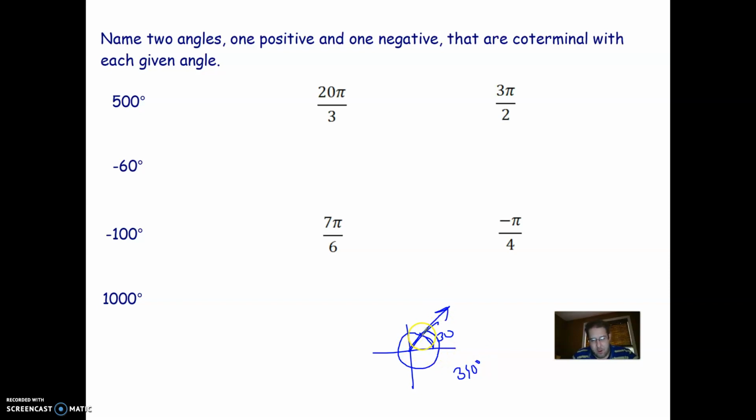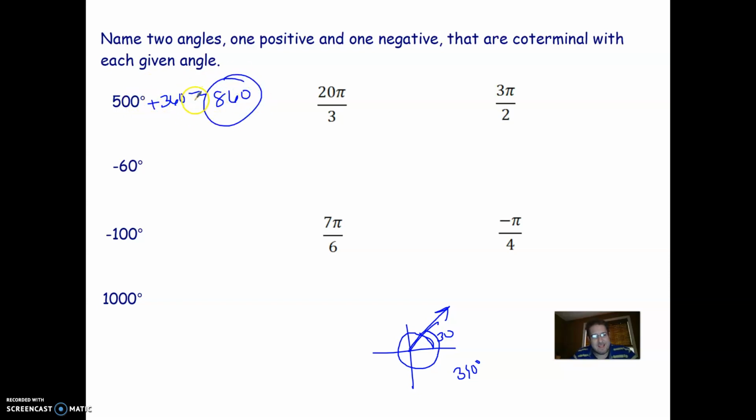So instead of going 30 degrees and you go 360 degrees more, you're going to end up in the exact same place. Same thing if you subtracted 360 degrees, you would end up in the exact same place. So that's what I'm literally going to do. I'm going to add 1 full circle and I get 860 degrees.